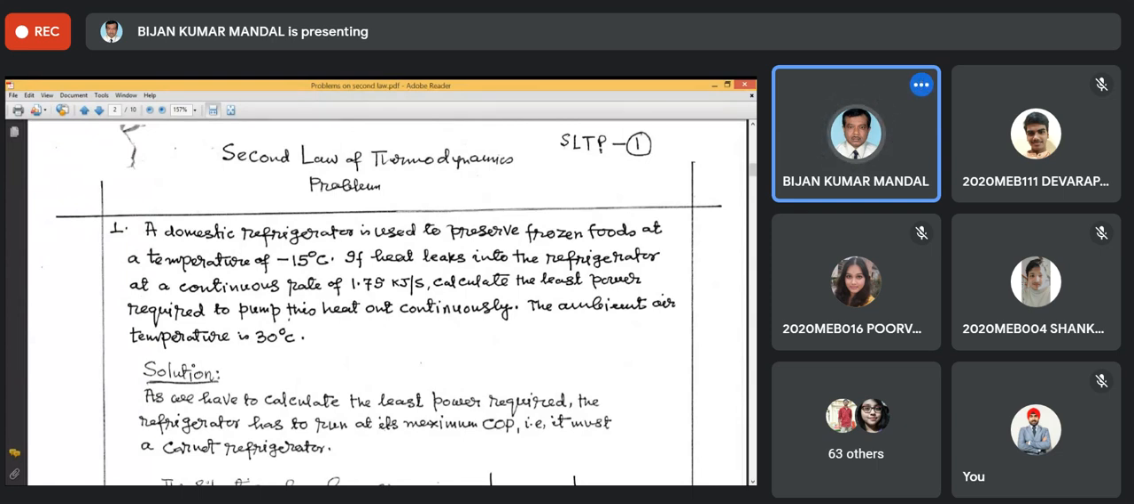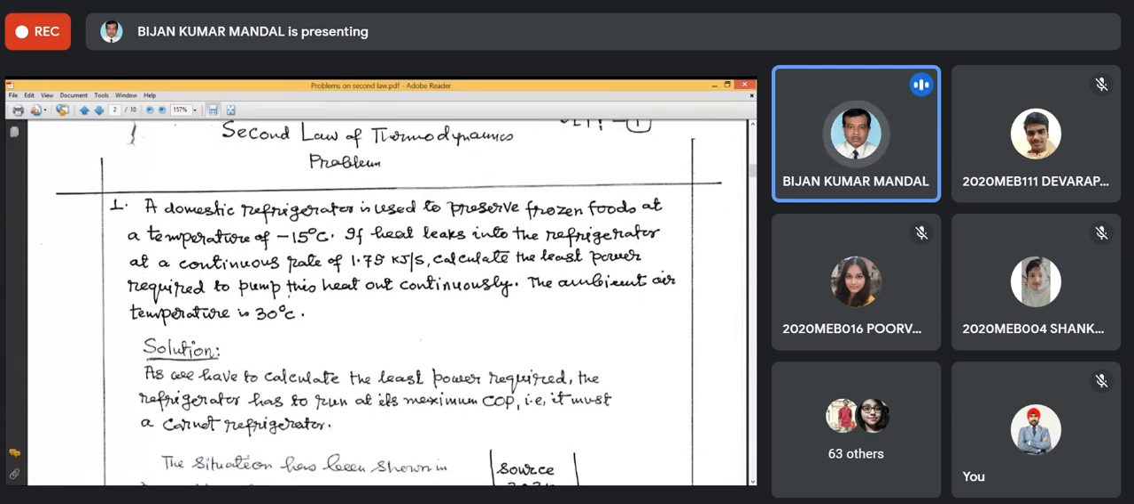Now this word, least power, means maximum COP. So whether we take it as a refrigerator, reversible or Carnot refrigerator, or ordinary, that has to be taken care of first. And that is clear from this statement, the least power, because least power is required for maximum COP. So we have to calculate the least power required. The refrigerator has to run at its maximum COP, i.e. it must be a Carnot refrigerator.